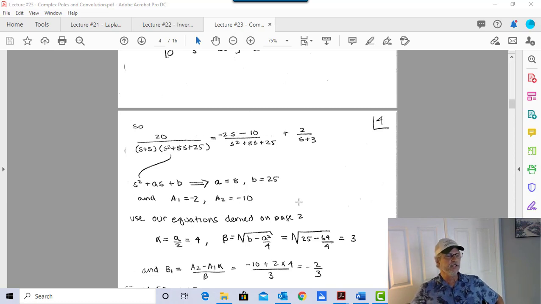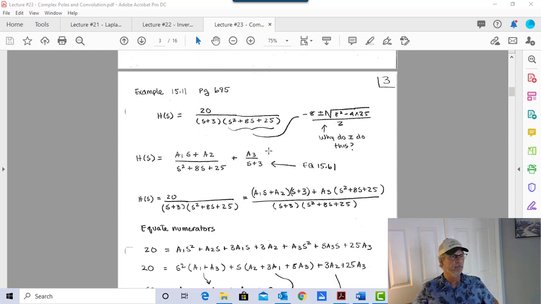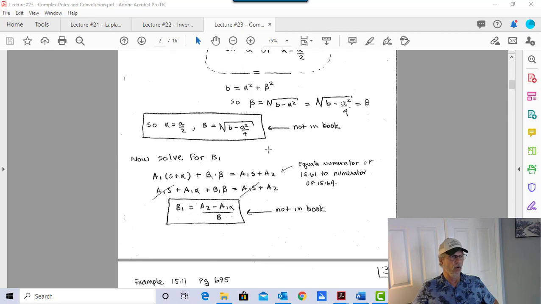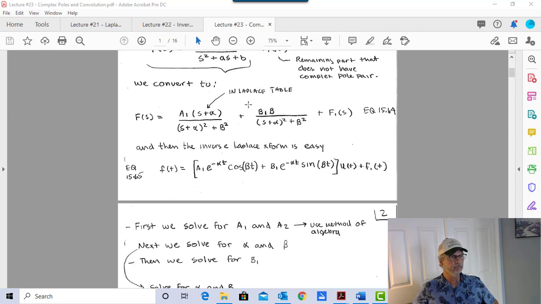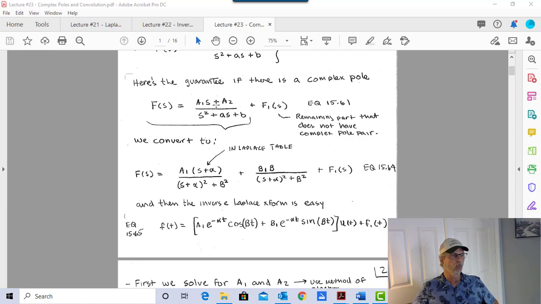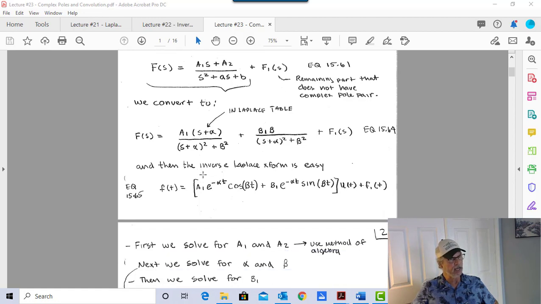So let's go through the completing the squares business to get alpha and beta, because that's where we want to go next with this equation. Or in other words, we have this. We now want to get the equation into this form. So we're going to need to get alpha and beta and then beta 1. So we're here right now. We need to go down here.